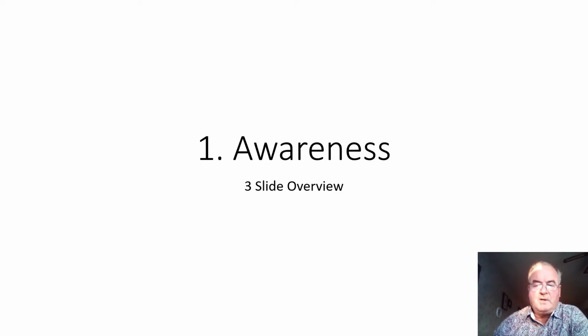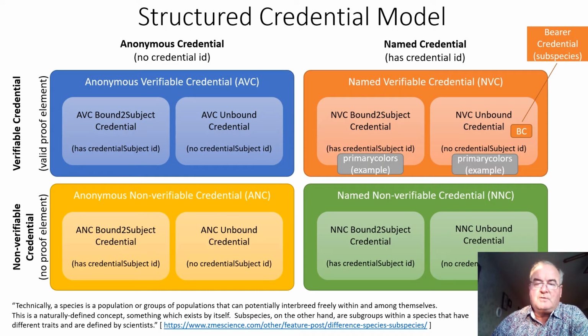Based on some very good CCG community feedback, I've added this 3-slide section to provide an overview or a level of awareness of what structured credentials are all about. So the first slide is the structured credential model, and I refer to it as a 3-dimensional 2x2x2 diagram. Across the top we have anonymous credentials and named credentials. Along the side we have verifiable credentials and non-verifiable credentials.